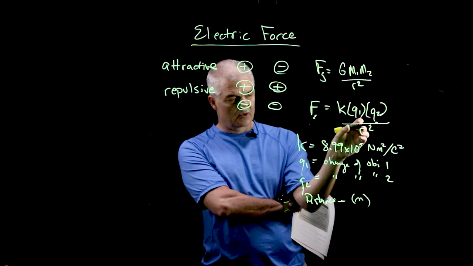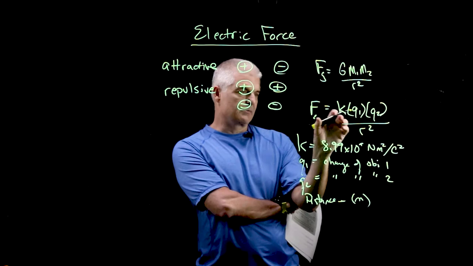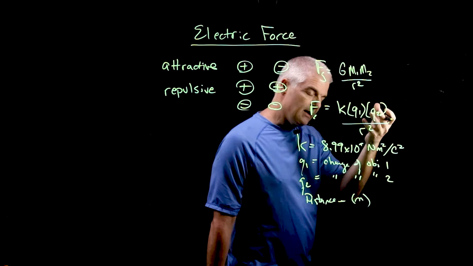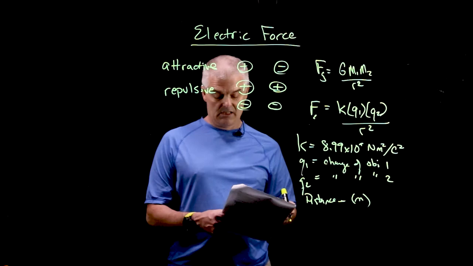Obviously, it's also stronger the higher the charge is, because the Qs are on the top. k is a constant, so it doesn't change anything. If I double the charge, I double the electric force. If I double the distance, it will cut it to a quarter because it's R squared. 2 squared is 4, 1 over 4 is 1/4. It decreases by a factor of 4.